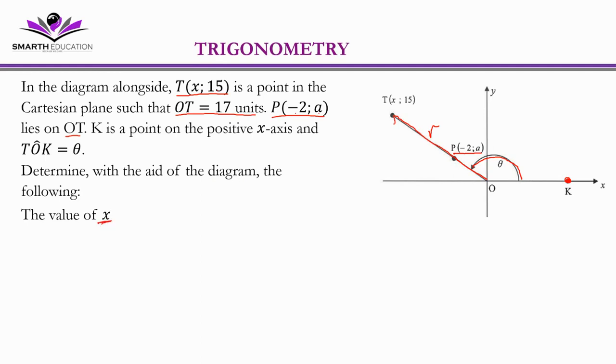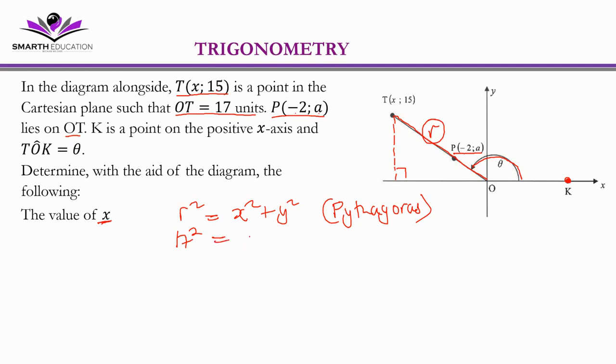So what we have here, if you check, is a right-angled triangle. We can use the Pythagoras theorem. So remember that r squared is equal to x squared plus y squared. Let's substitute what we have. R, which is our ray, this one OT, is 17, so 17 squared is equal to x squared, that's what we're looking for, plus 15 squared. Then 17 squared minus 15 squared is equal to x squared.